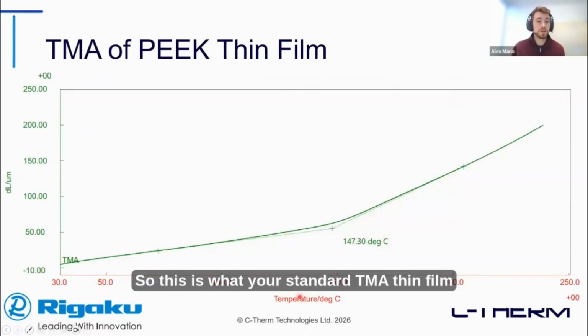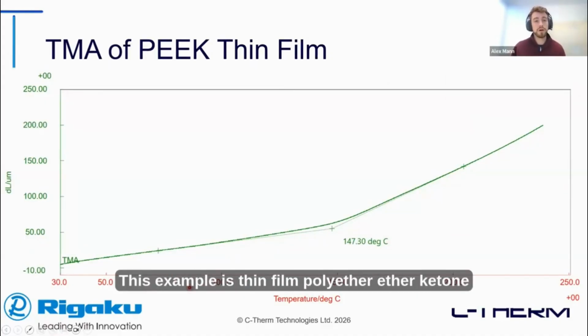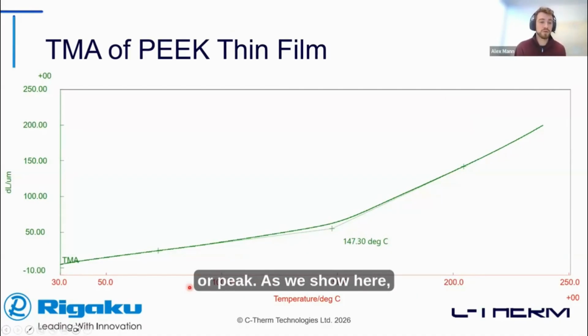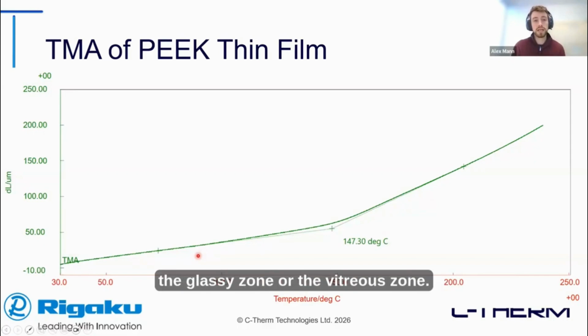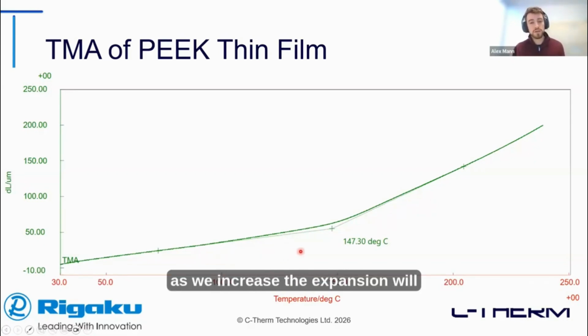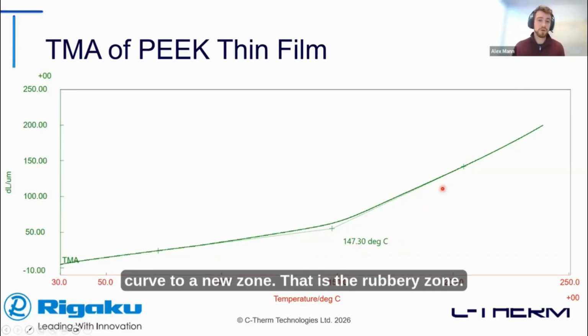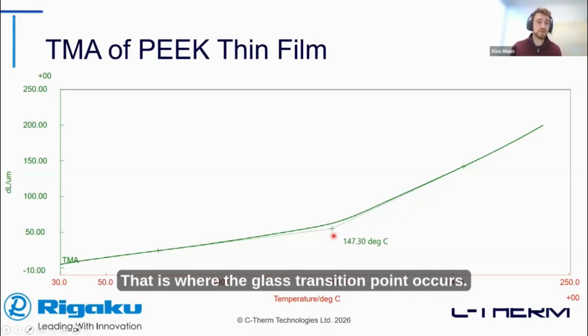This is what your standard TMA thin film graph is going to look like. This example is thin film polyether ether ketone, or PEEK, as we show here. We see there are two primary regions. The first region on the left side of the graph is the glassy zone, or the vitreous zone. Then as we increase, the expansion will curve to a new zone, the rubbery zone. If we take the tangent of each of these zones and combine them, we get a pinpoint location, which is where the glass transition point occurs.